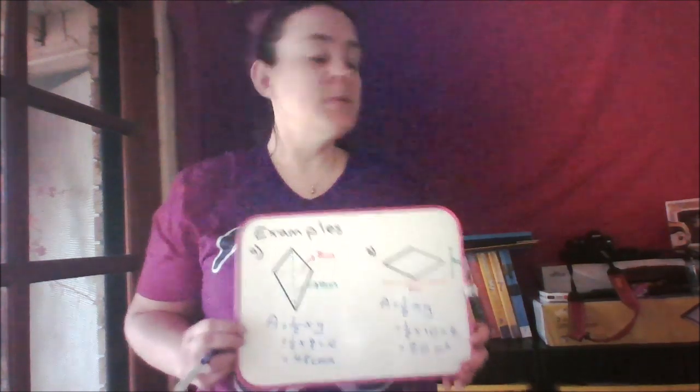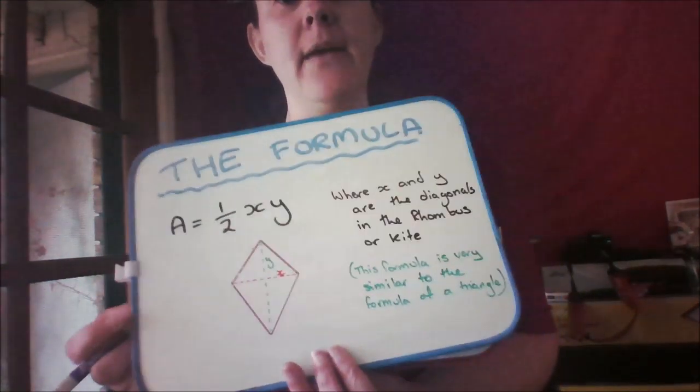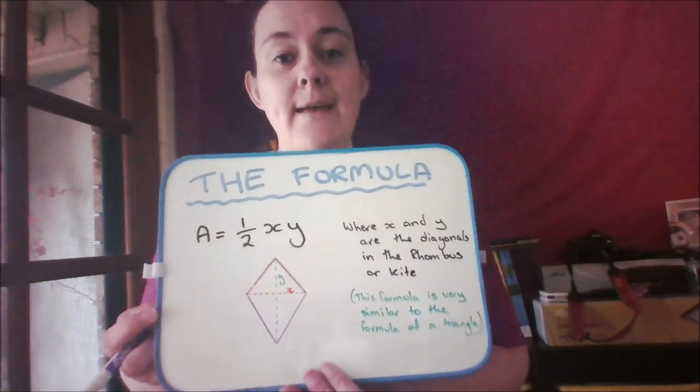Okay, I hope that helps. I hope you now understand a little bit better about how to calculate the area of kites and rhombuses.